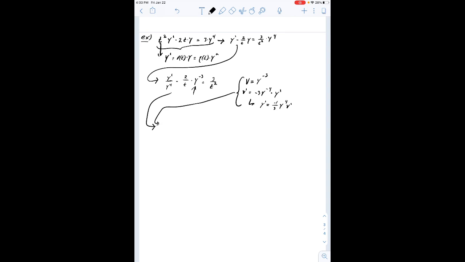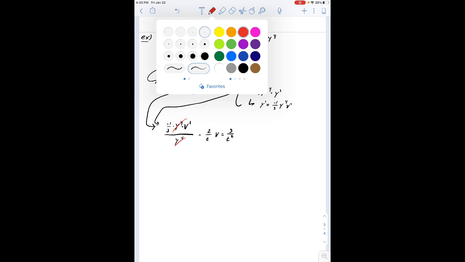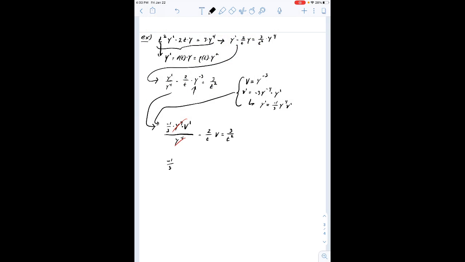to get negative 1/3 times y to the 4th times v prime all over y to the 4th, minus 2 over t, y to the negative 3rd, which we just called v, and then that's still equal to 3 over t squared. Okay, again, we can see that these two cancel, so we're left with negative 1/3 v prime minus 2 over t times v is equal to 3 over t squared.